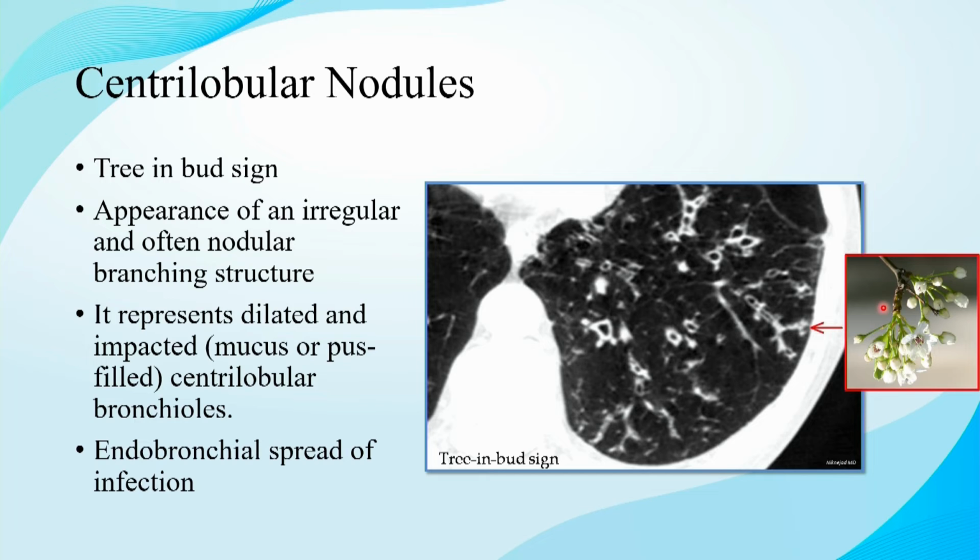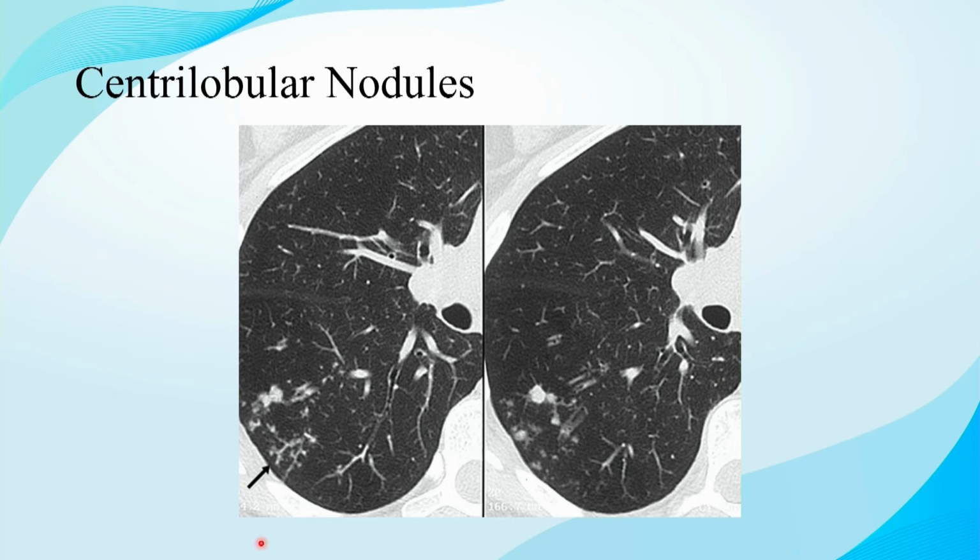Why is it important to understand this sign? Because it narrows down our differential diagnosis, and it is almost exclusively seen in infective processes or in cases of aspiration. So that's the tree in bud sign. Here in this case, we can clearly see a beautifully demonstrated tree in bud pattern in centrilobular nodules, with the branching linear pattern giving rise to tree in bud opacity.